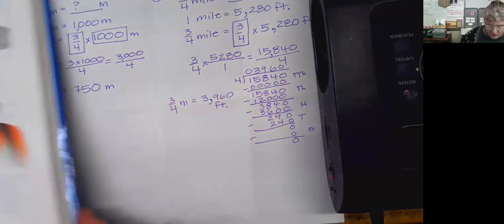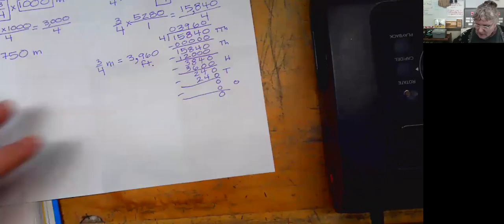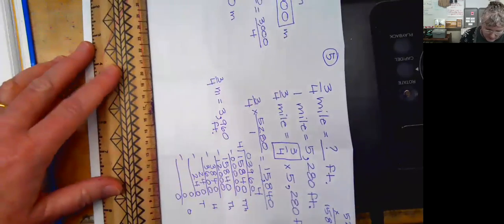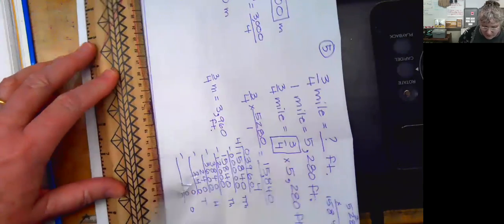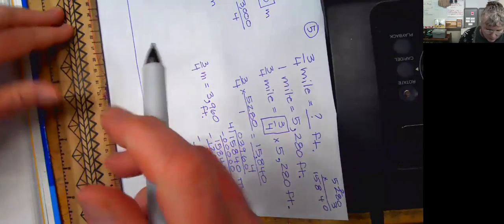Let's do number 1 on Let's Practice. Okay. We'll just do that last one right here on the bottom. So I'm going to make a chart here at the bottom of my paper, and I'm going to leave enough room to actually do some work.